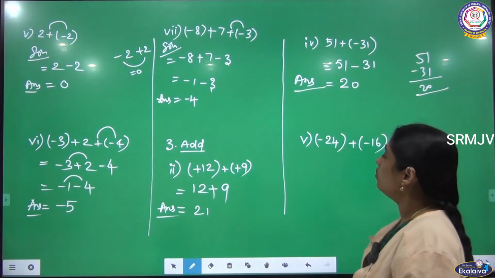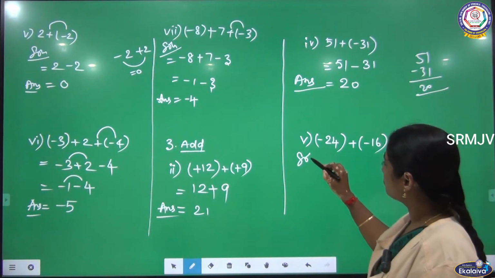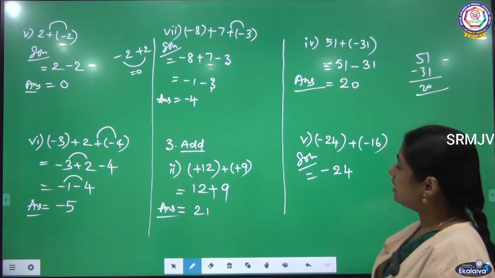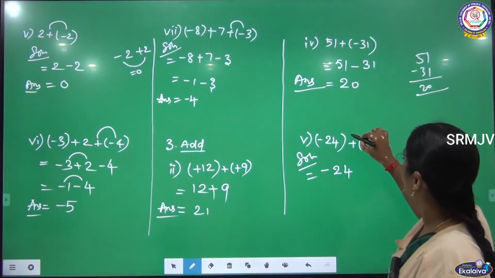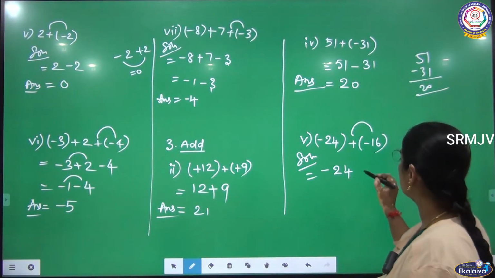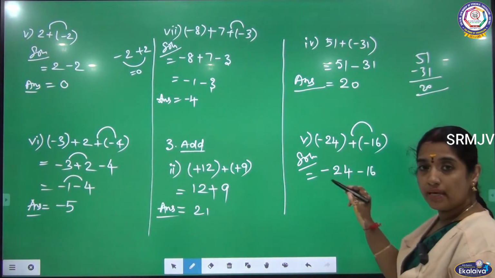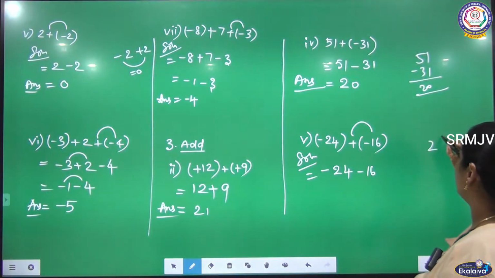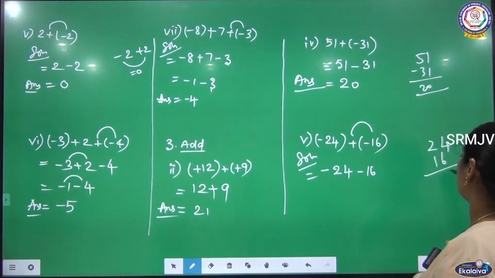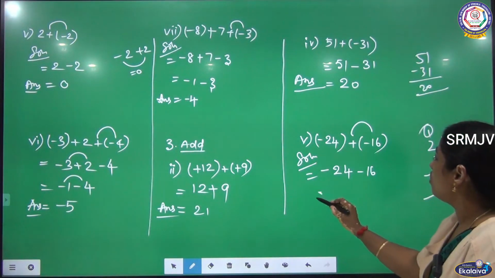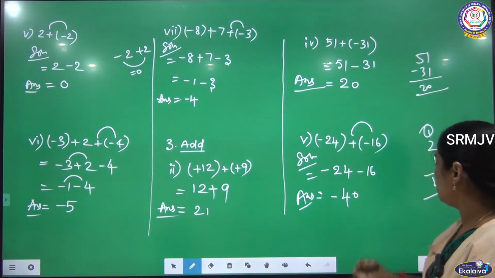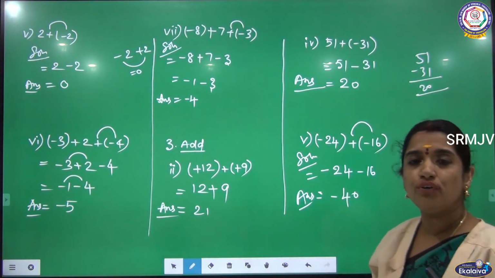Now listen, minus 24 plus into minus, which is what? Minus 16. See, both the signs are same. So add and put that sign. 24 plus 16, which is what? 40. Listen. So minus 40 is your answer. Can you understand this, children? Shall I move on to the next one?